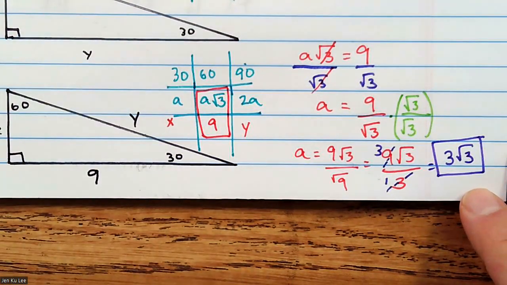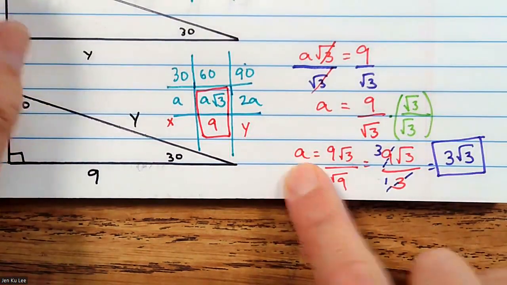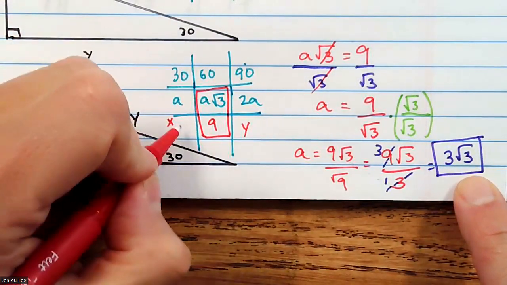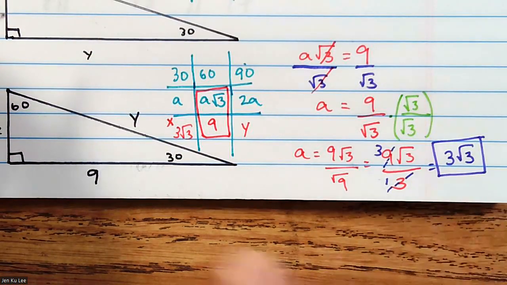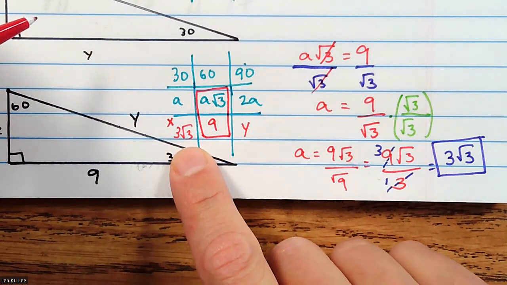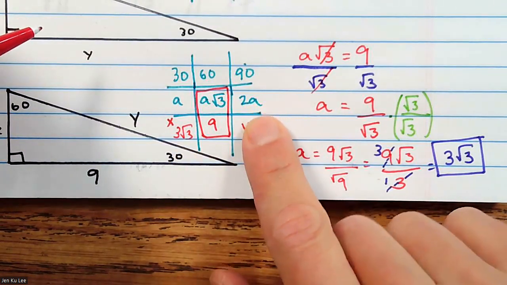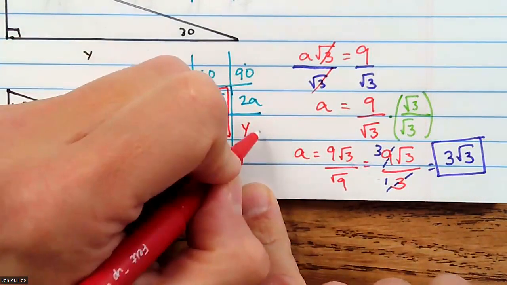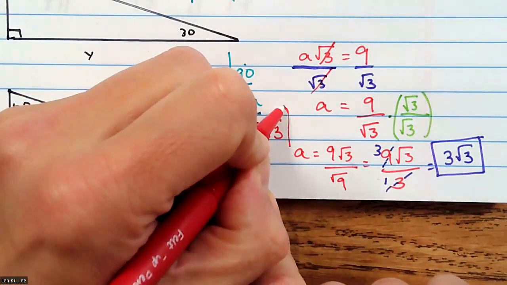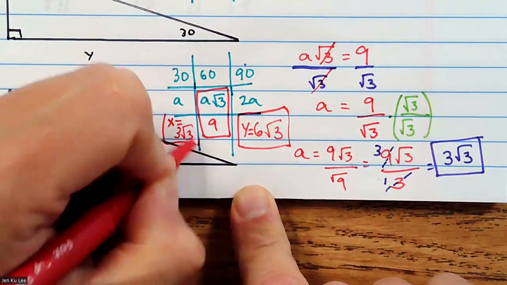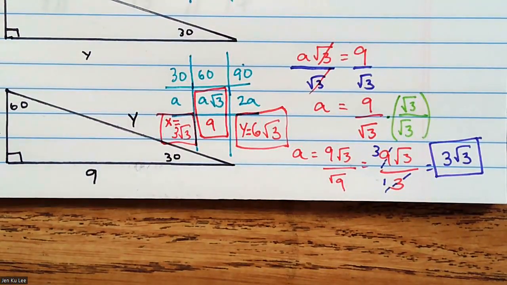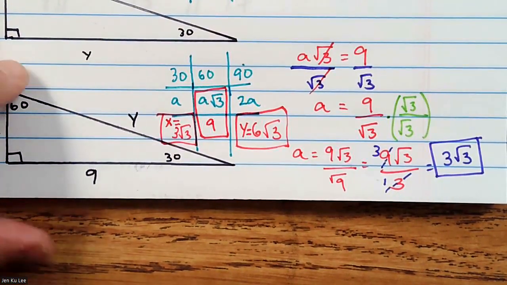So my a value is 3 square root of 3. So this is 3 square root of 3. If a is 3 square root of 3, what is 2a? 6 square root of 3. So that's my y value, and that's my x value. Cool? So the numbers are going to change, and you're just going to deal with it.